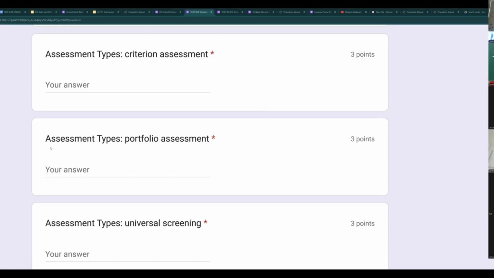So then we have the portfolio assessment, and we said the portfolio assessment is when you want to collect data and show growth over time. To me that's the best way to say it, to show growth over time. So feel free to answer that.